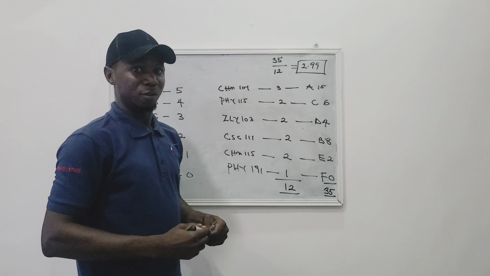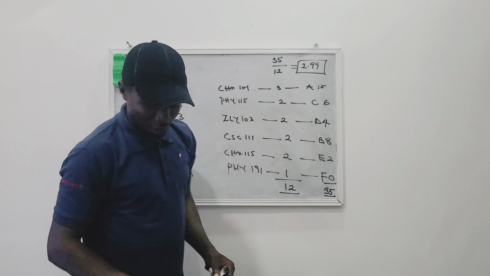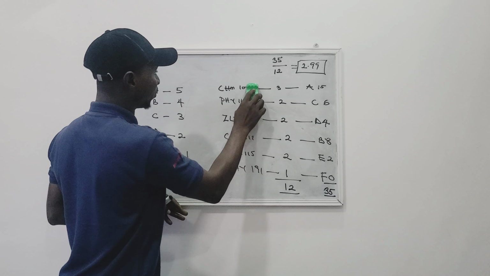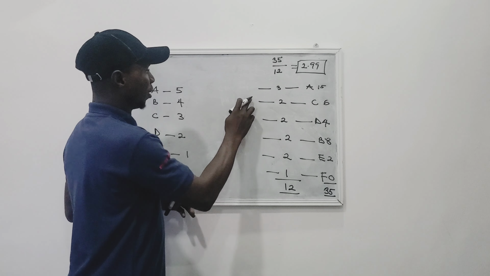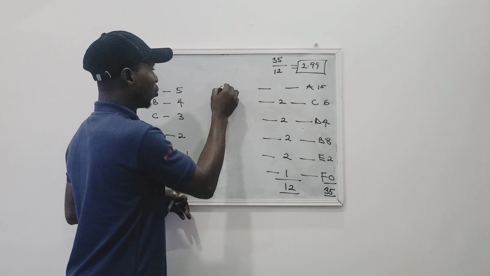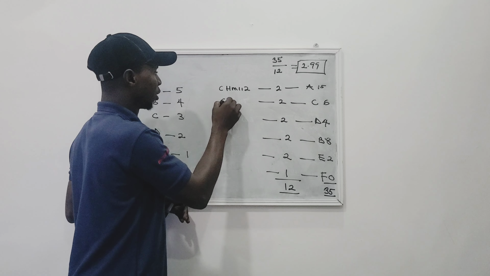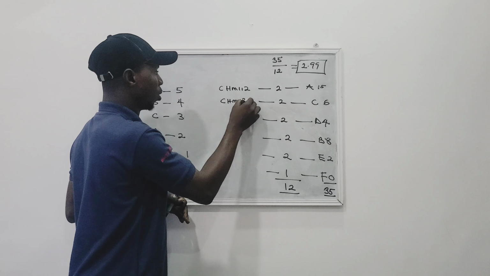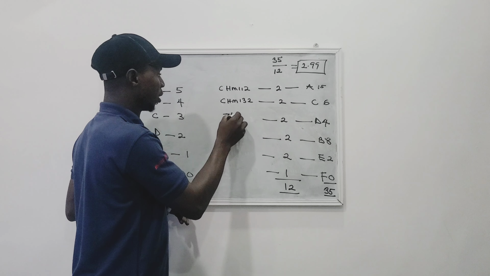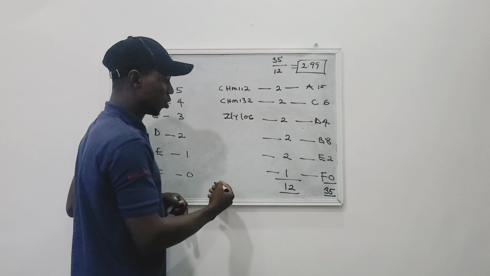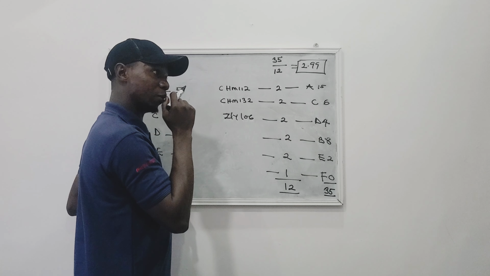Now, for second semester, you just have to write the first semester result somewhere. For second semester, let us assume that the courses have changed. Let's say this is Chem 112, which is a 2-unit course. This is Chem 132, which is also a 2-unit course. This is maybe ZLY 106, which is also a 2-unit course. Let's say this is your... which one can we use?